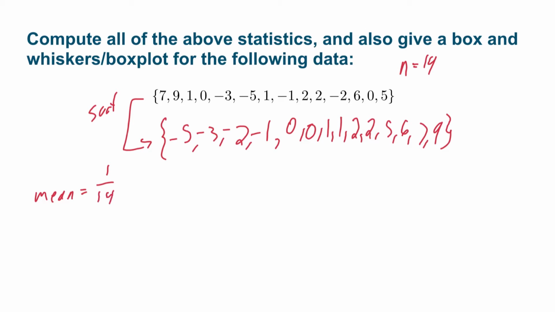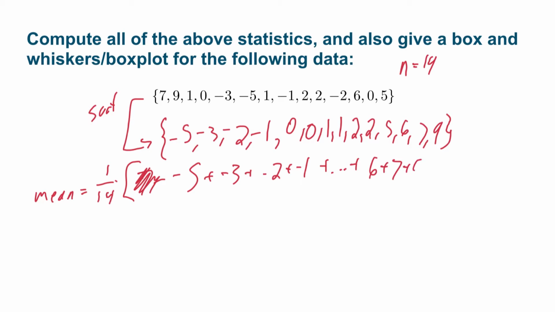Okay, so how about the mean? I divide by the number of things, and then I add everything up. Minus 5 plus minus 3 plus minus 2 plus minus 1, and so on up the list. Okay, and this winds up being equal to 1.5714. The median, of course, is the middle of the sorted list. And in this case, it is the average of 1 and 1. So 1.